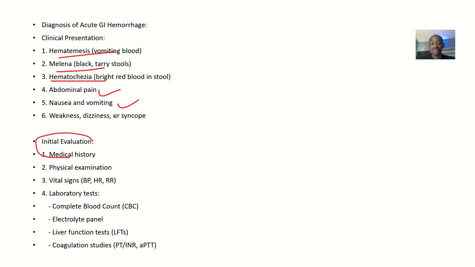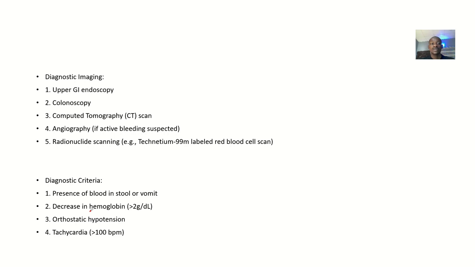So initial evaluation is like the answers you got from the patient and the things you got when you did some physical examination for the patient, right? So things like the medical history, all the complaints, physical examination, and when you were doing vital signs, they were displaced, all right? Some laboratory tests like complete blood count, electrolyte panel, liver function tests, coagulation studies, right? Then for the imaging, you can do what?